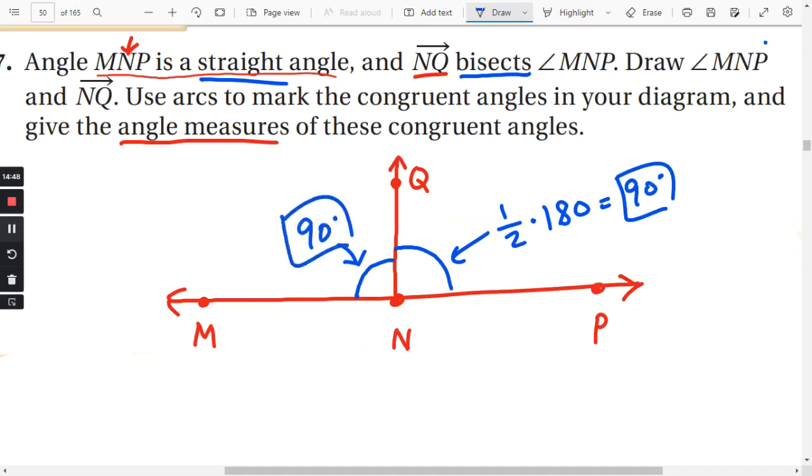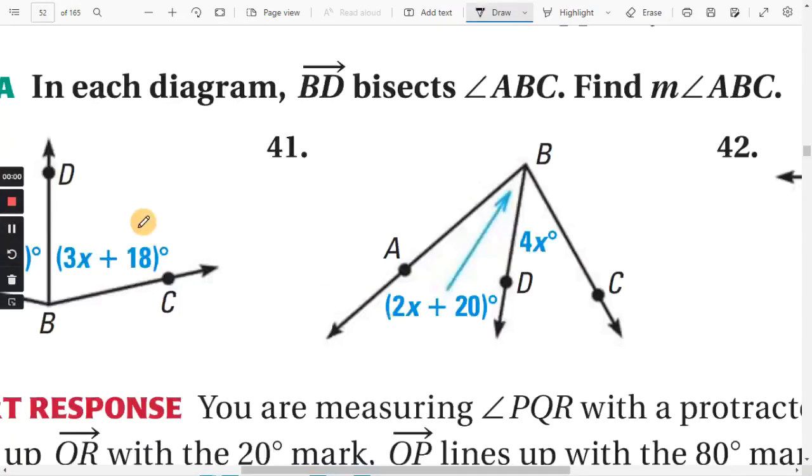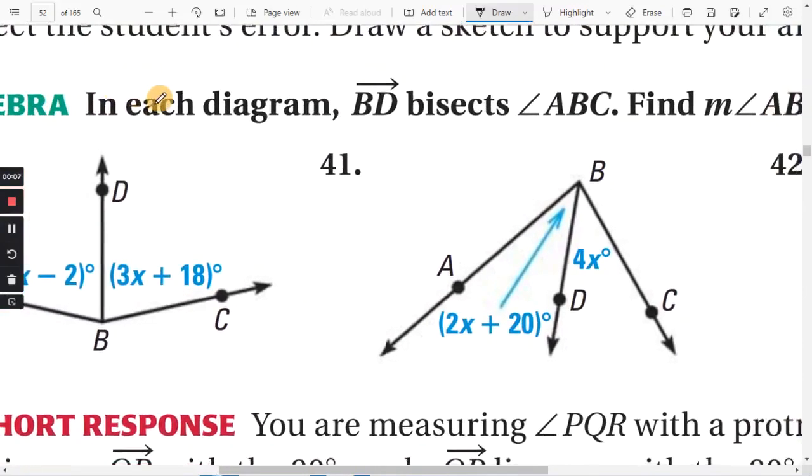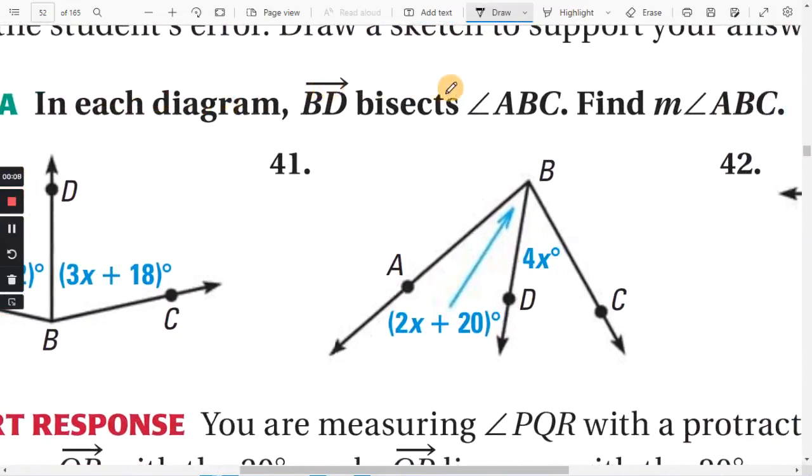So that's it. It was a straight angle, and it was bisected. Remember, the straight angle is 180. It's a straight line, and you cut that in 2 halves, you have 90 and 90. So one problem for the bisecting angle, one more problem. It says in each diagram, ray BD bisects angle ABC. Find the measure of angle ABC. Let's take a look.